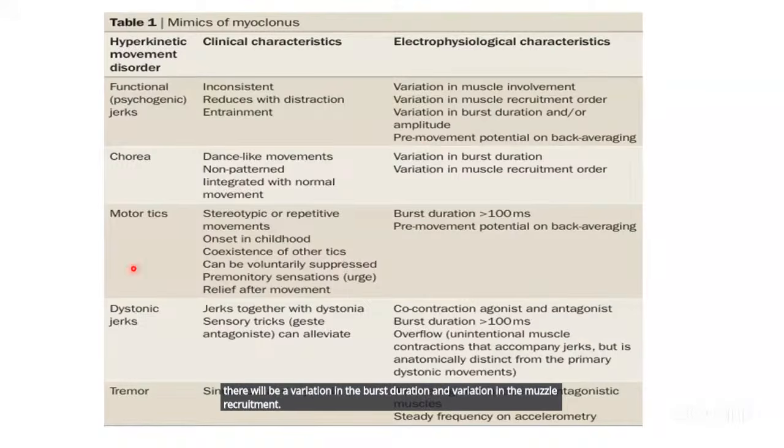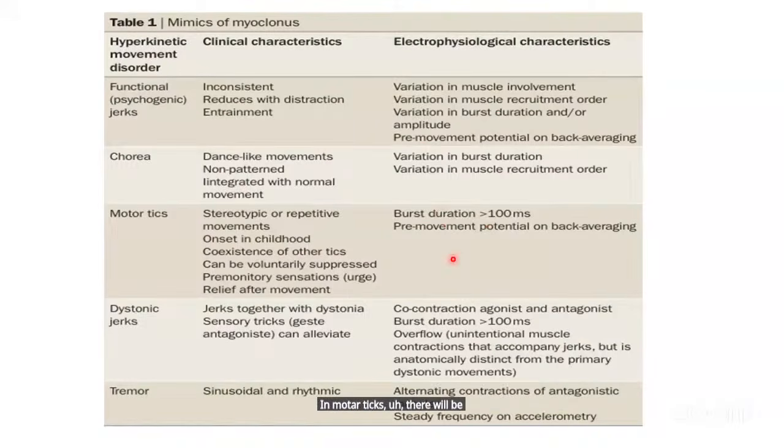In motor tics, the burst duration will be more than 100 milliseconds, and a pre-movement potential or back averaging can be seen. In dystonic jerks, there will be co-contraction of both agonist and antagonist, and burst duration will be greater than 100 milliseconds. There will be an overflow, unintentional muscle contraction that accompanies the jerks, but is anatomically distinct from the primary dystonic movements. Whereas in tremor, there will be alternating contraction of antagonist muscles. There will be a steady frequency on accelerometry.